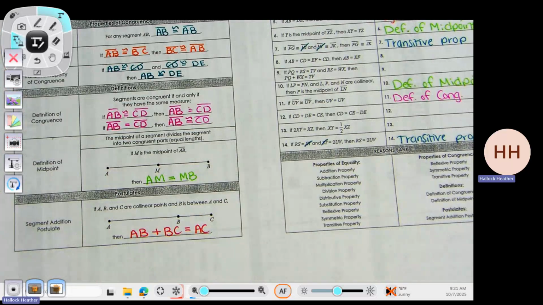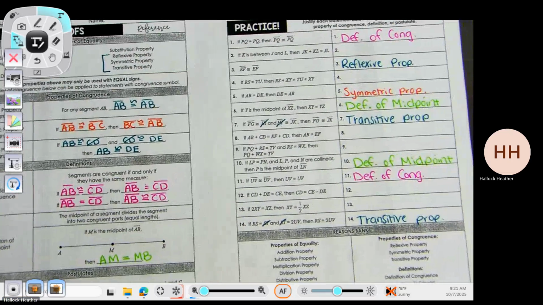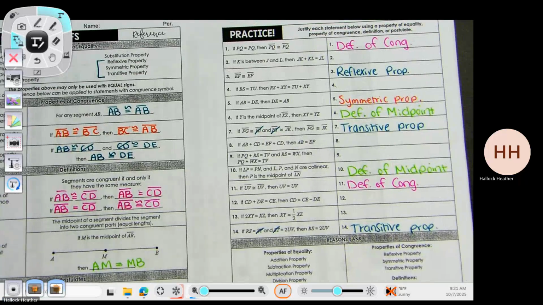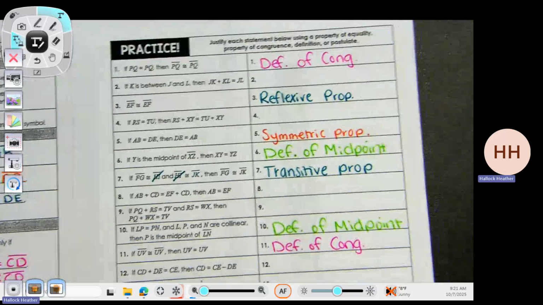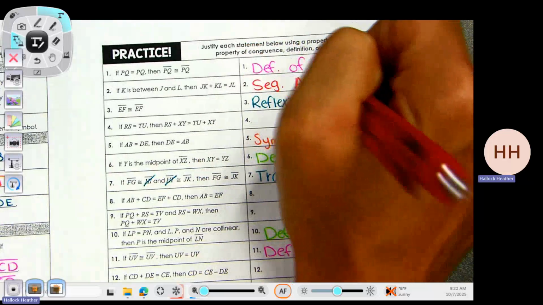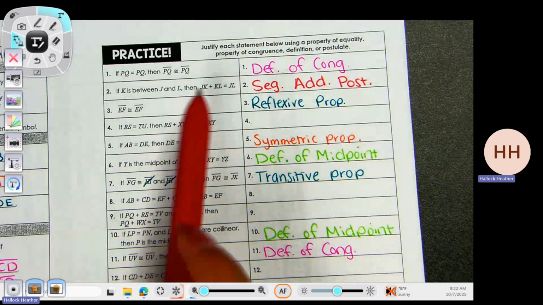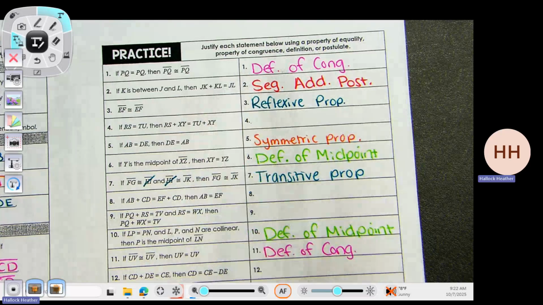So there are how many? There's one segment addition postulate. It is 2. And no, but we will shorten it. Let's just put seg addition postulate. So we can shorten it. Say that: segment addition postulate. So if K is between J and L, then JK plus KL equals JL. So piece plus piece equals whole thing.